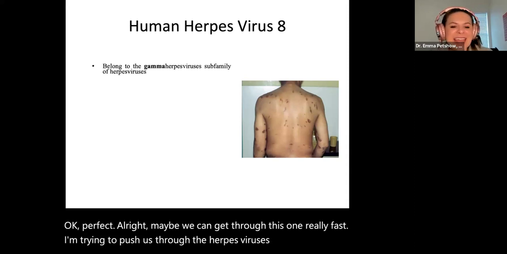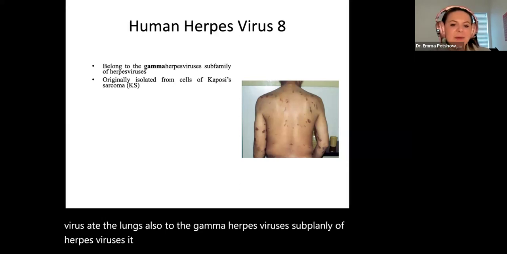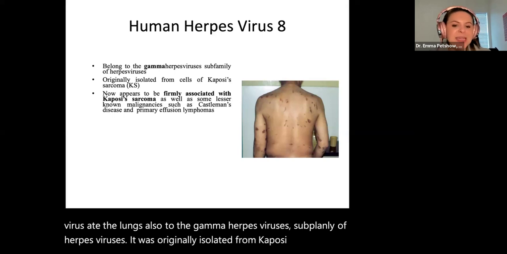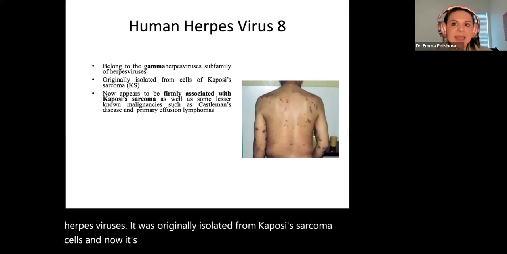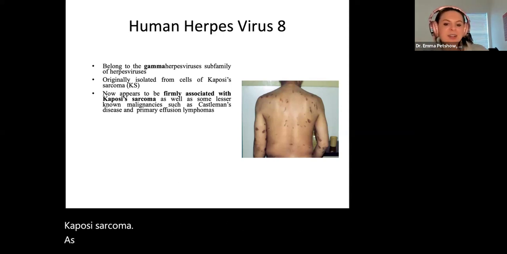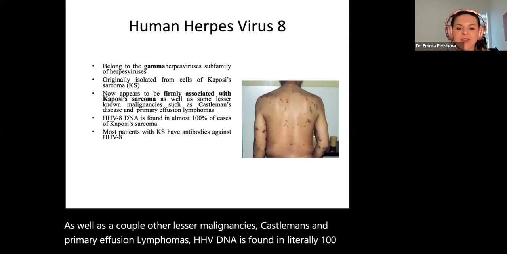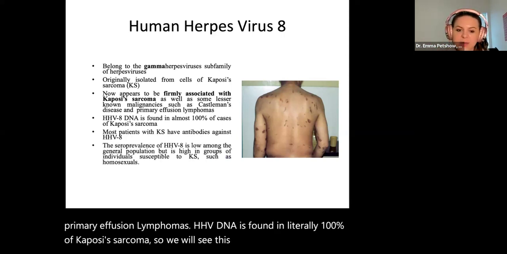Human herpes virus 8 belongs also to the gamma herpes viruses, a subfamily of herpes viruses. It was originally isolated from Kaposi sarcoma cells, and now it's really associated, like you could say EBV is associated with Burkitt's, we could say HHV8 is associated with Kaposi sarcoma, as well as a couple other lesser malignancies, Castleman's and primary effusion lymphomas. HHV8 DNA is found in literally 100% of Kaposi sarcoma. So we will see this direct association between the two.